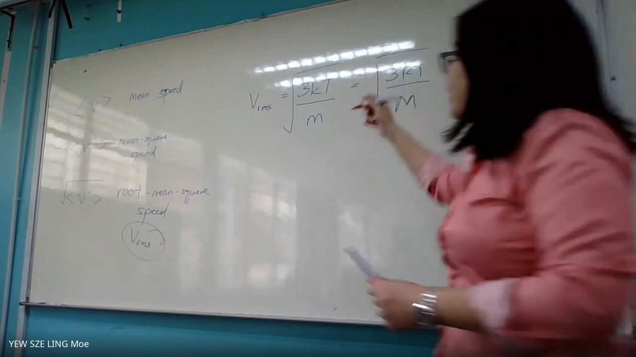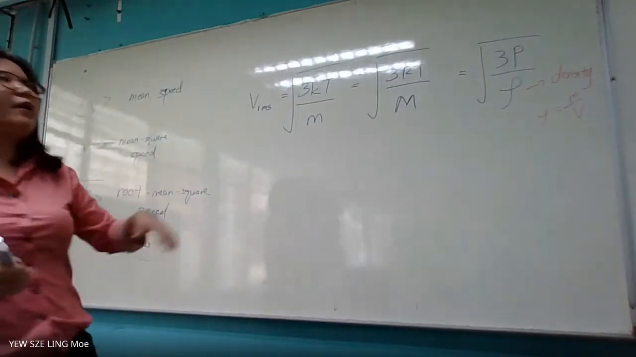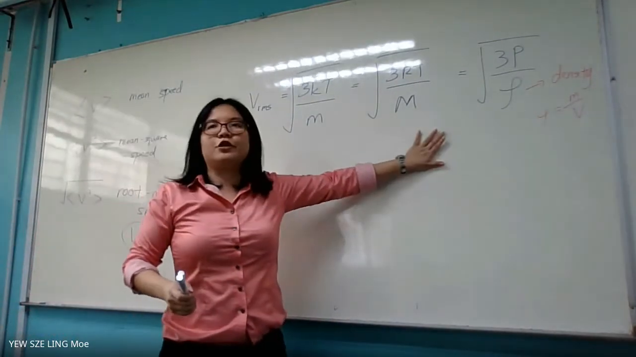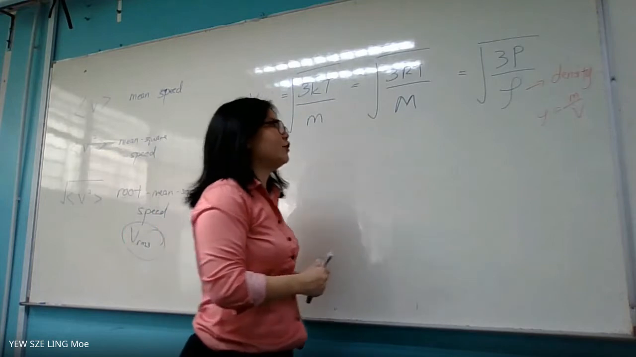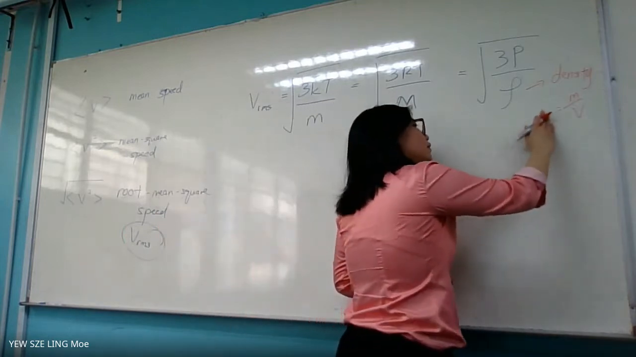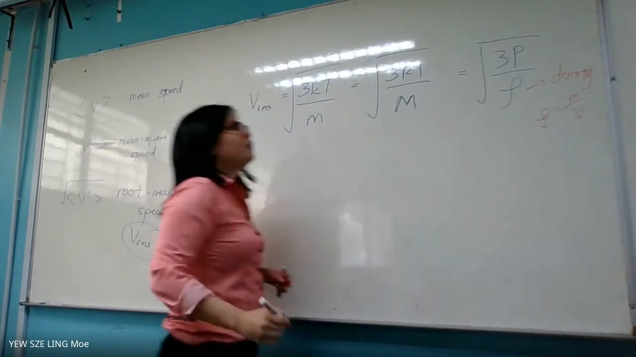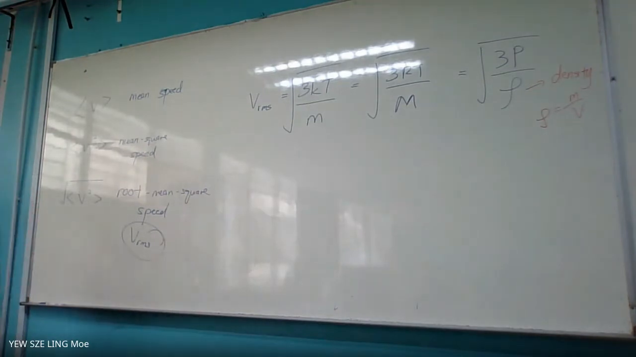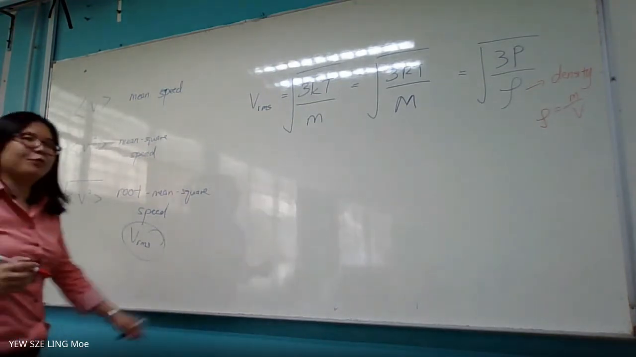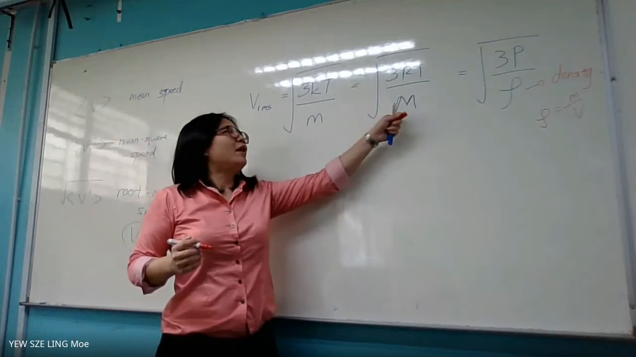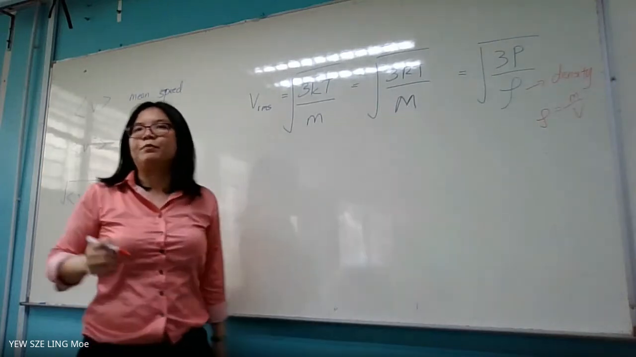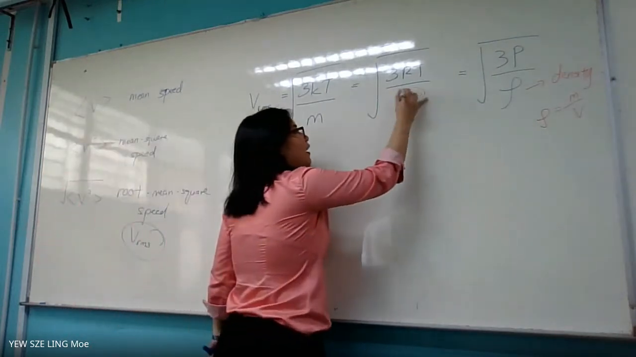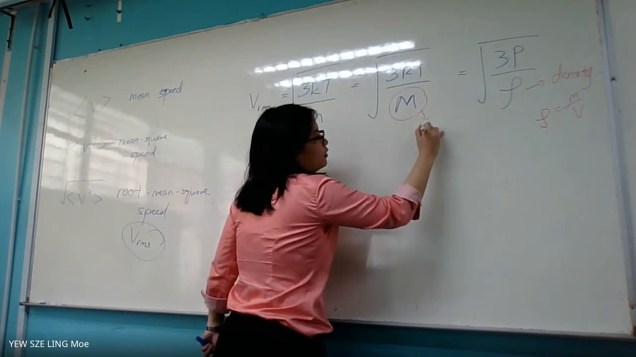Now let us look at these two equations. Our main focus would be these two equations: 3kT over m and 3RT over M. One with a small letter m and one with a capital letter M. This capital letter M just carries the meaning of molar mass.